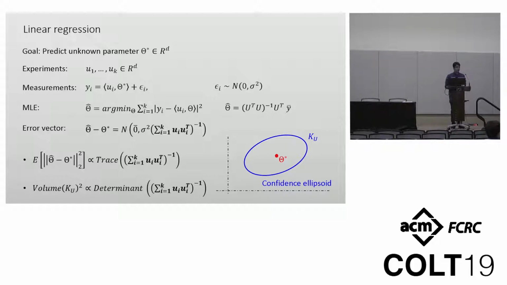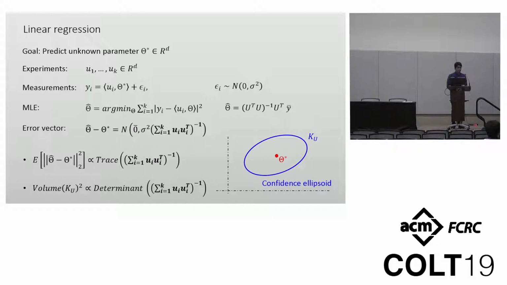One is we look at the L2 squared norm of the error, and we take the expectation. That turns out to be the same as the trace of the covariance matrix. And the other measure is the volume of the confidence ellipsoid, which turns out to be the square root of the determinant of the covariance matrix.